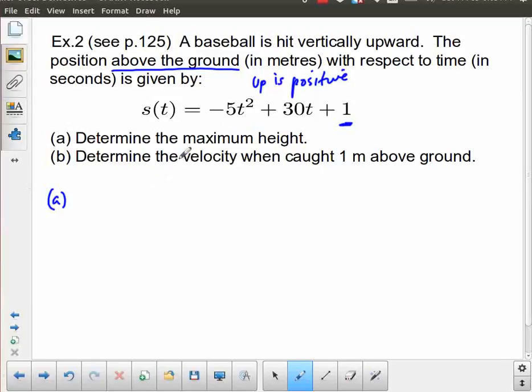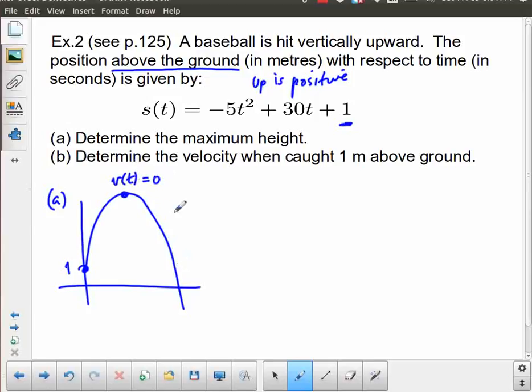So what does it mean if we throw something up in the air and it starts at 1? It's going to travel like that. But what do we know here? What do we know about the speed as it's going? Here it's going up and up and up, which means the speed is positive. Here it's coming down, down, down, which means the speed is negative. So at this point, we know the speed has to be 0.